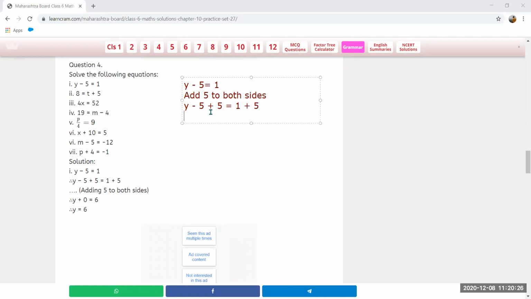Now see, here minus 5 plus 5 will get cancelled, so we will get the value of y only is equal to, minus 5 plus 5 cancel हो जाएगा, 1 plus 5 is equal to what? 6. So what is the value of y then? y is equal to 6. So what would be our answer? y is equal to 6. I hope you understood, everyone. I hope everyone understood this.